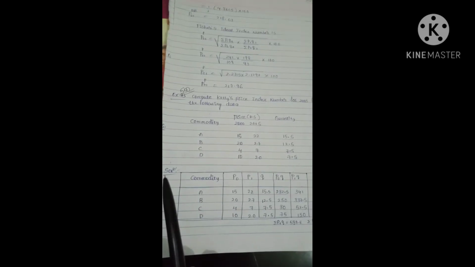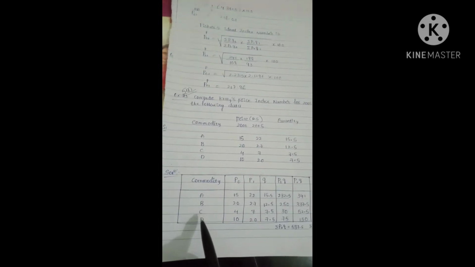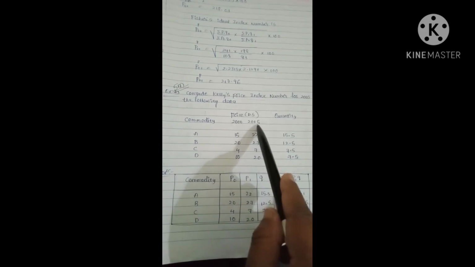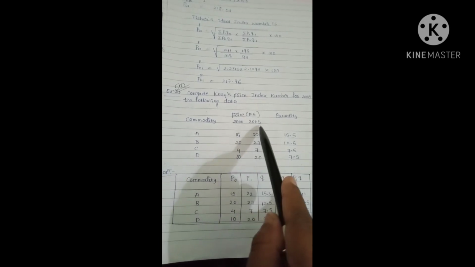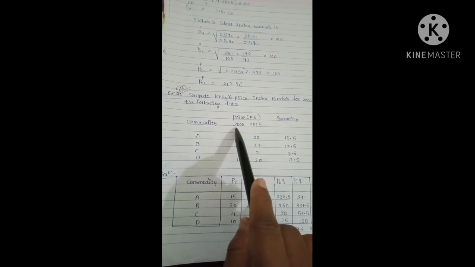How we calculate? Solution. First write commodity. What are the commodities? A, B, C, D. Here write the symbols. How we write the symbols? P0. A price is given. In price 2 years are there. Which one is the base year? Which one is the current year? Whichever is highest we call the current year, whichever is lowest is the base year.